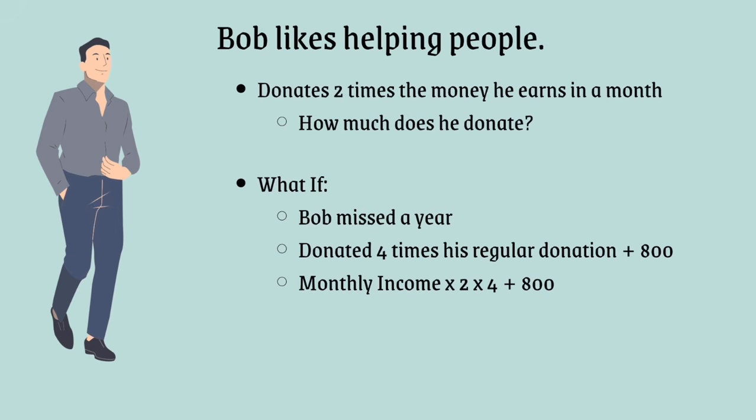Let's say, though, Bob forgot to donate last year. He feels really bad about it, so this time he's donating 4 times his usual donation, plus 800. This can be read as monthly income times 2 times 4 plus 800. That's a pain to write, though, and a little confusing as well. So let's just represent monthly income with M. This is better, but it's still a little longer than it needs to be. Let's instead say 2M times 4 plus 800.